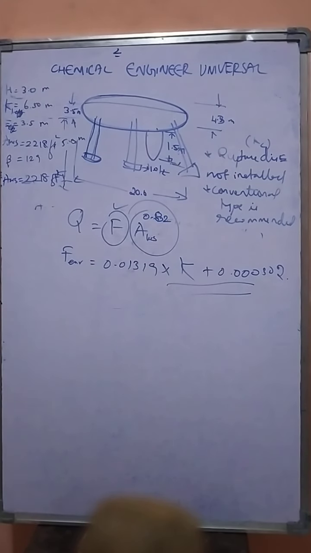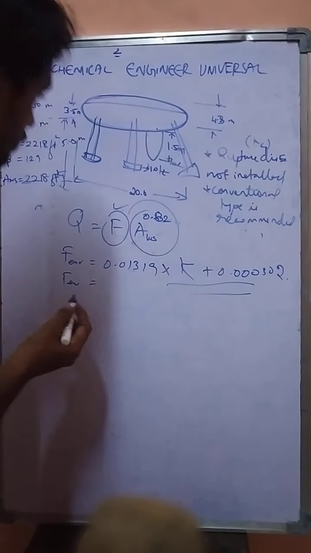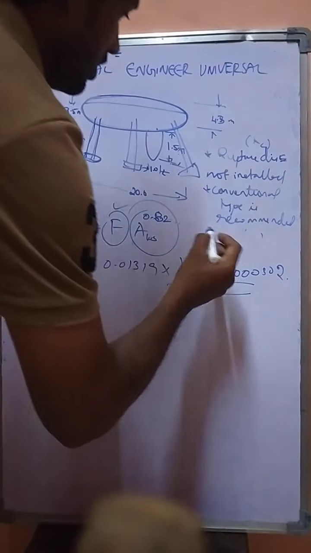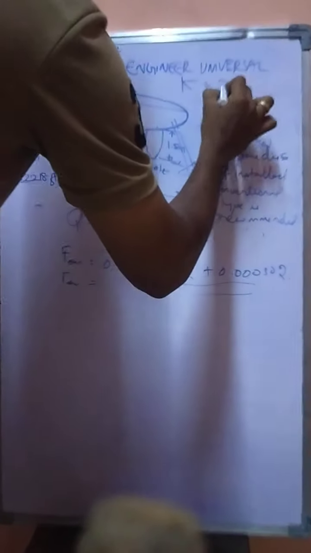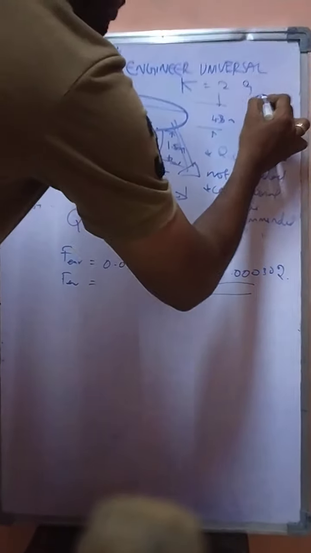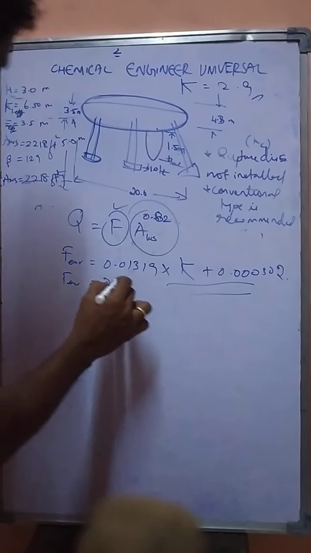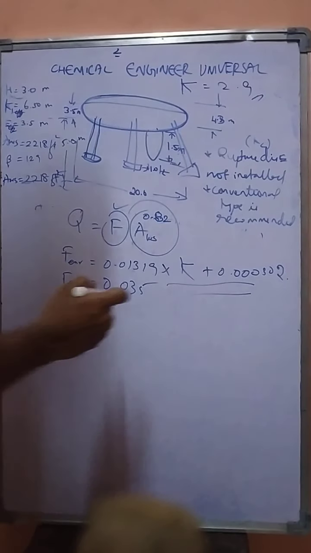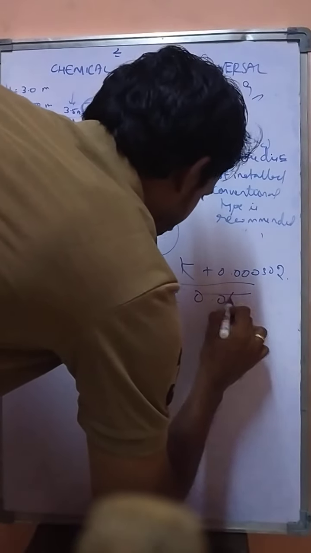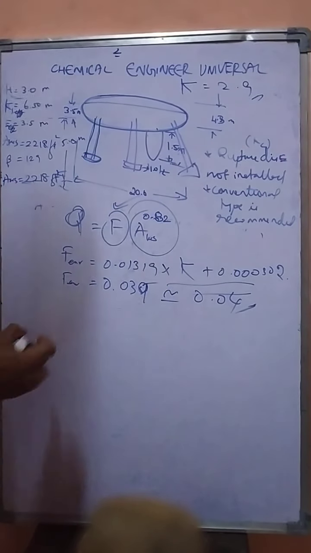By using this, I have calculated. As per our insulation, the thermal conductivity K value given here is 2.9. As per this value you are getting around 0.035 approximately. So this K value we have calculated 0.039, approximately 0.04. So we know this F value and the surface area, and we can calculate the vapor load.